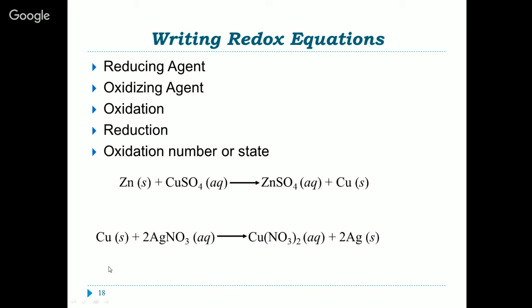So I always have to have something in the reaction that is oxidized and something that is reduced. And a little helpful tidbit to remember the difference between oxidation and reduction is the saying, Leo the lion goes grr, where LEO stands for lose electrons, oxidized. GER stands for gain electrons, reduced. So Leo the lion goes grr.